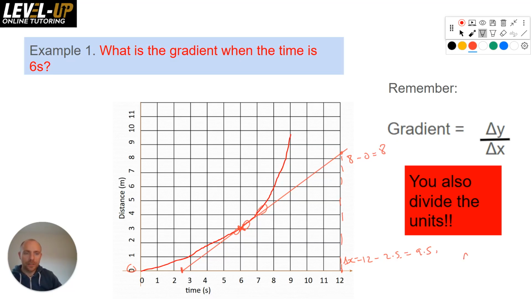And now I can do my delta y over delta x, my change in y over change in x. This was my value for delta y. And I've got 8 divided by 9.5, which is 0.84. Units. Don't forget, I divided those units as well. So it's change in y divided by change in x. It's meters divided by seconds, so it's still meters per second.